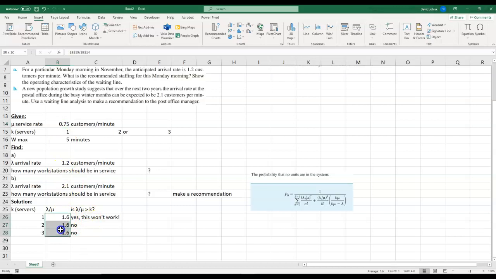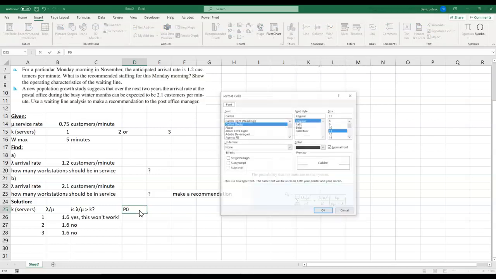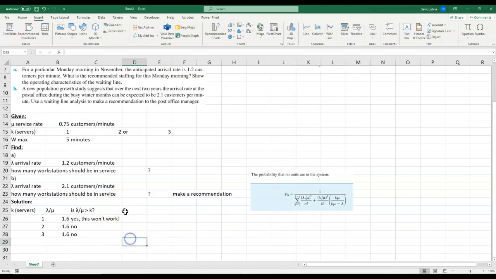So that's how you calculate to see. So with one server, that line will just grow infinitely. It's definitely not going to work here because eventually you're going to run out. Okay, so now we're going to calculate this P sub 0. And P sub 0 is a probability, there's no units. The reason we have to calculate this is because it's an intermediate calculation in order to get this W, we have to do this first.